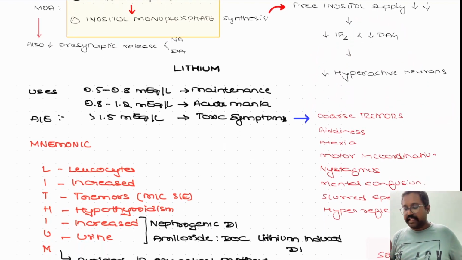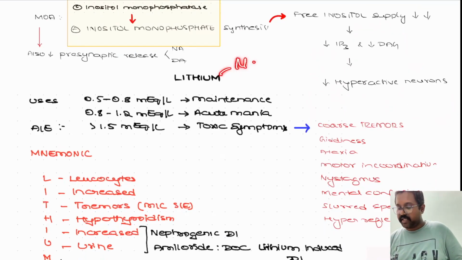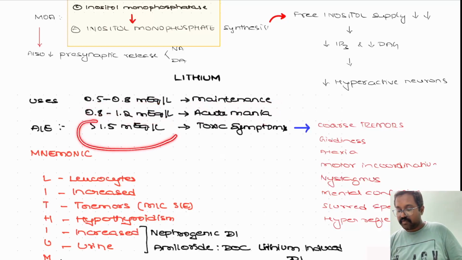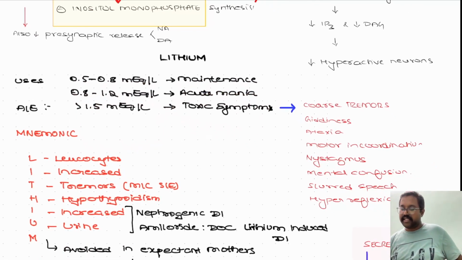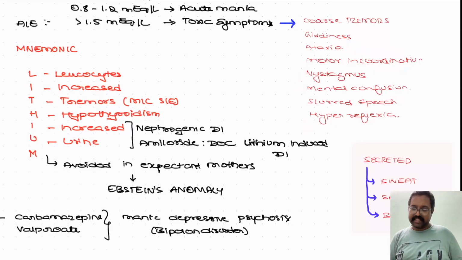Lithium, very important. What is the dose which is required? Because it has a narrow therapeutic index, the safety level is less. The maintenance dose is 0.5 to 0.8, and 0.8 to 1.2 milliequivalent is the acute mania dose. If the level increases beyond 1.5, it leads to toxic symptoms such as coarse tremors, giddiness, ataxia, motor incoordination, and CNS side effects like mental confusion, nystagmus and slurred speech.